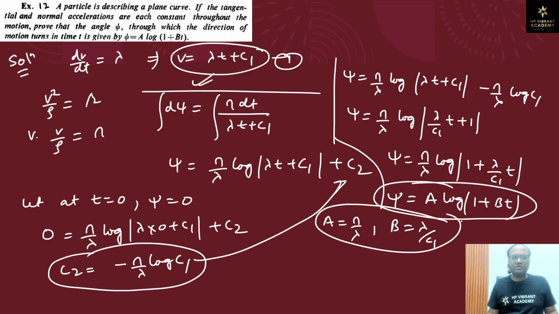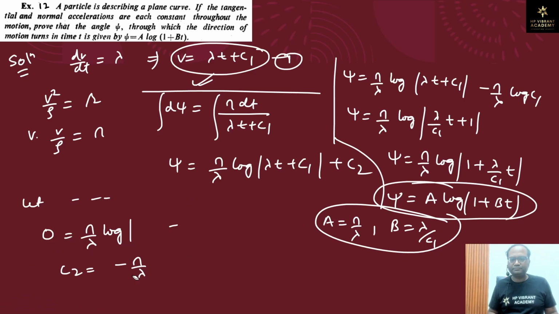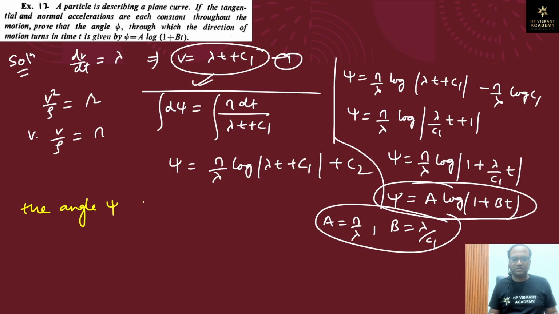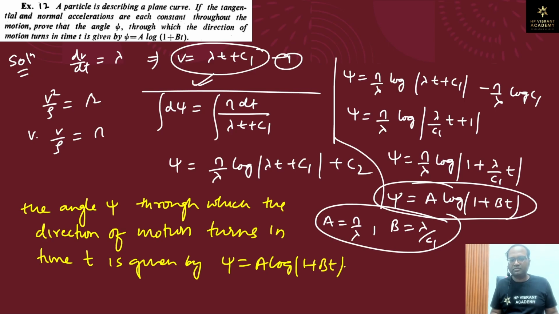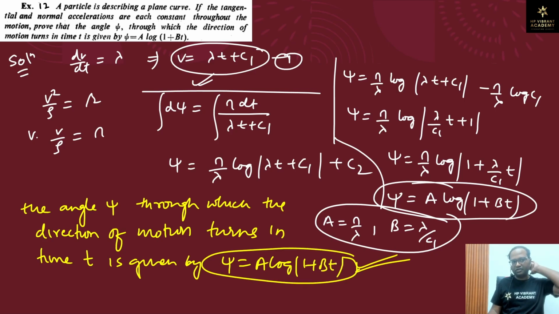What is given in the question? If the tangential and normal accelerations are each constant throughout the motion, prove that the angle psi through which the direction of motion turns in time t is given by psi is equal to a log 1 plus bt. Okay, this is the value of psi.